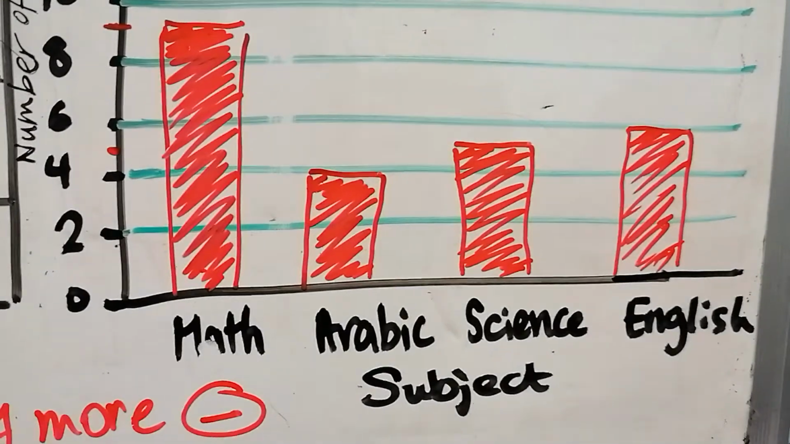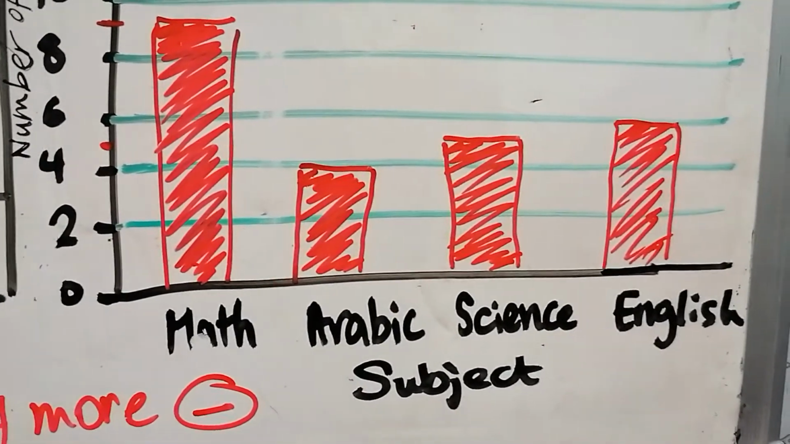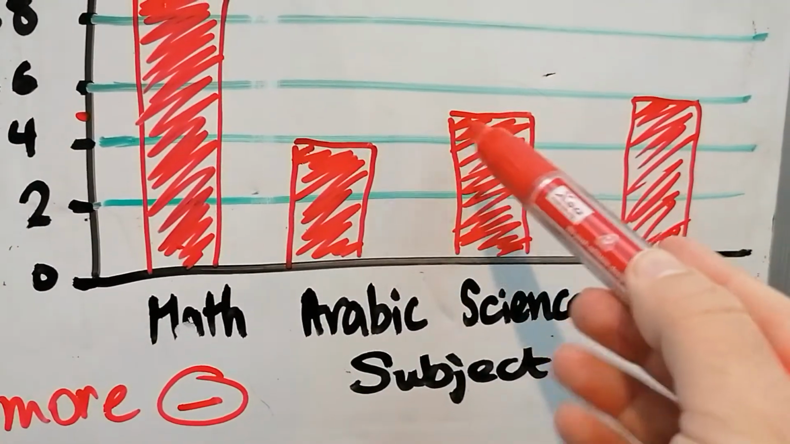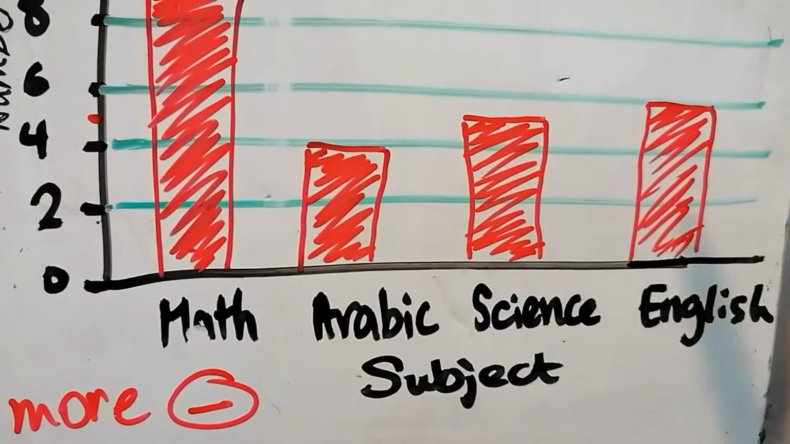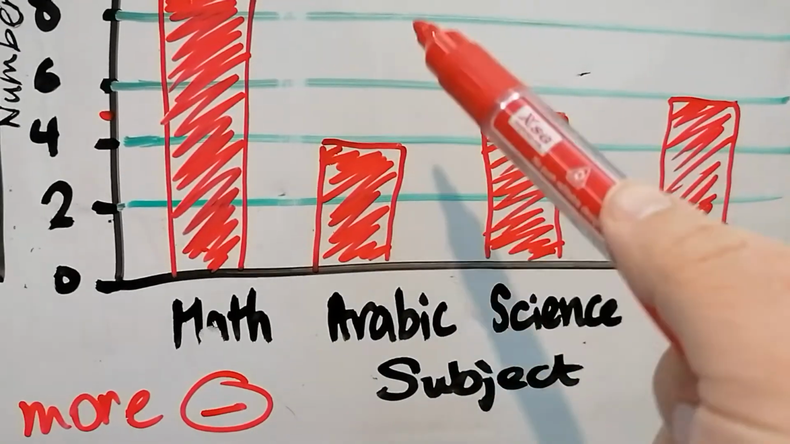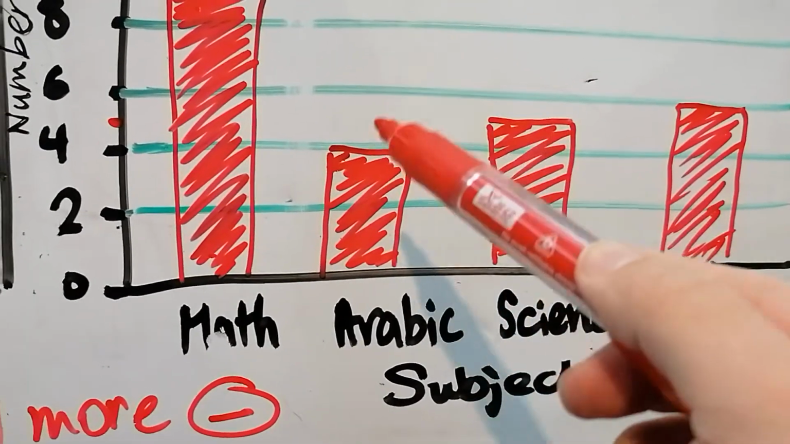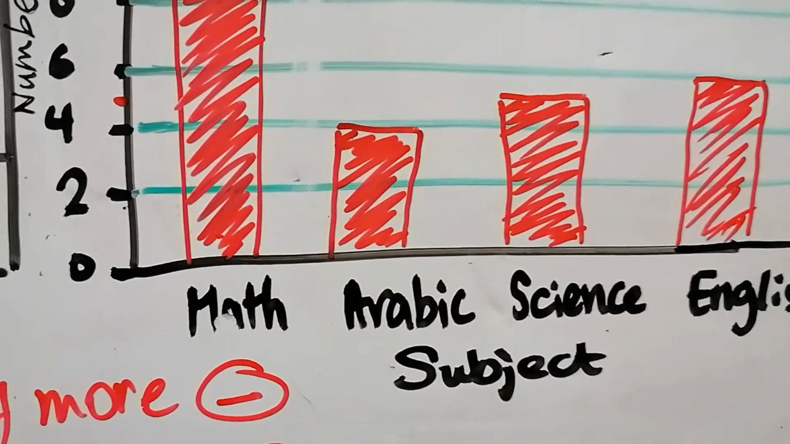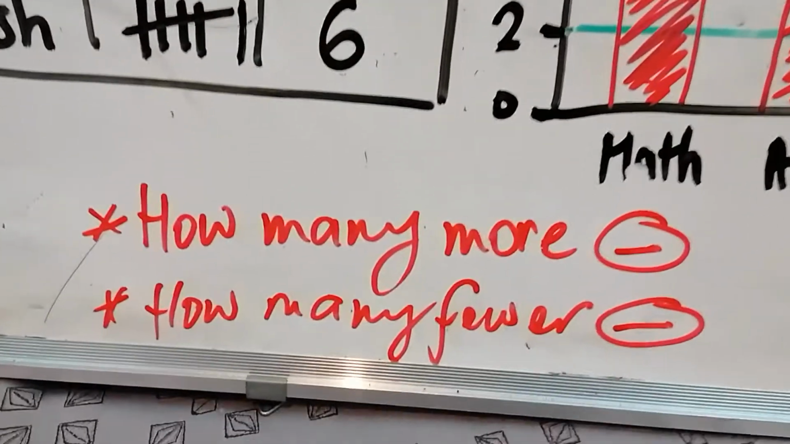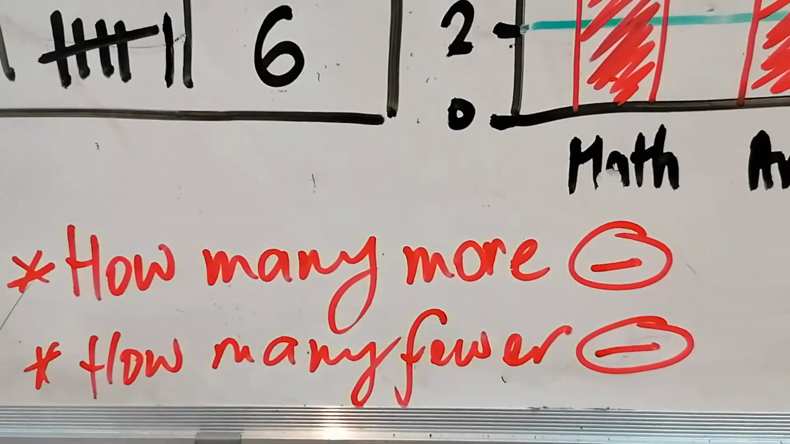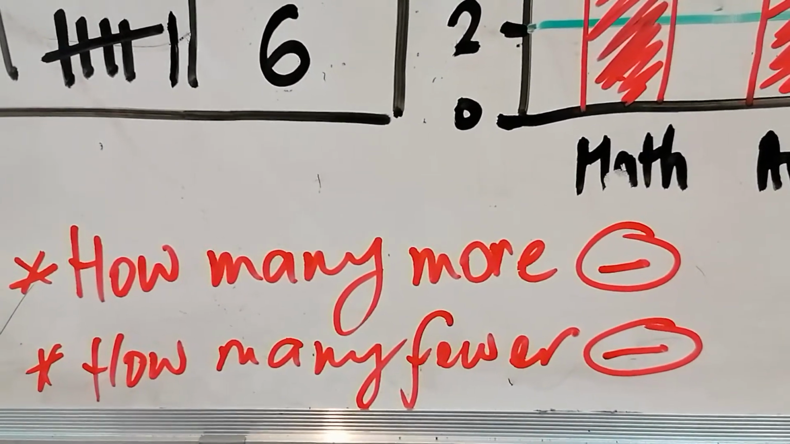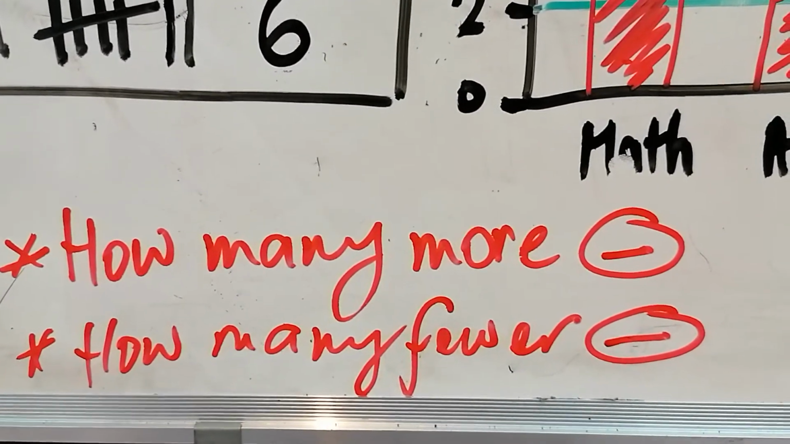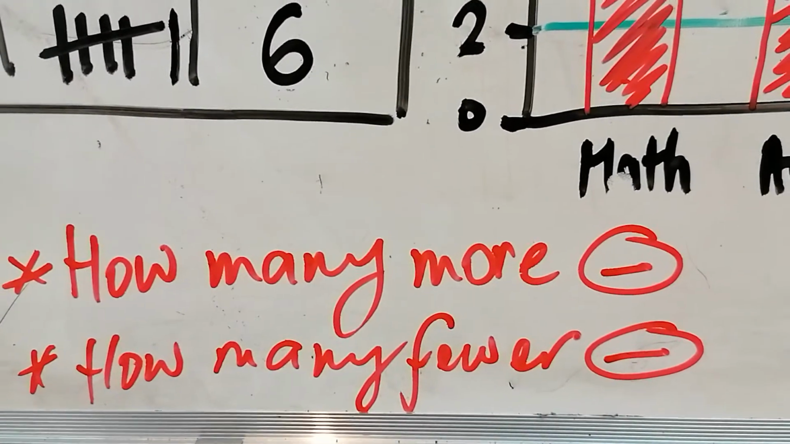How many fewer students chose Arabic than science? So science is 5, Arabic is 4, 5 minus 4 is 1. So one person chose the Arabic is one person fewer than science. Okay, so please keep this in mind. How many more and how many fewer? Questions are asking about difference, so you have to subtract.